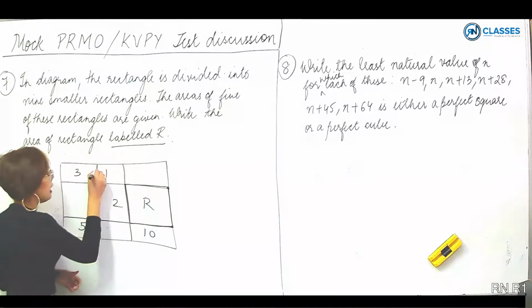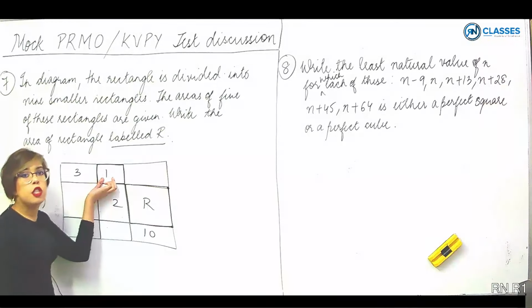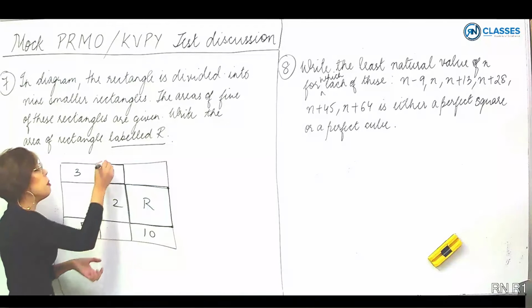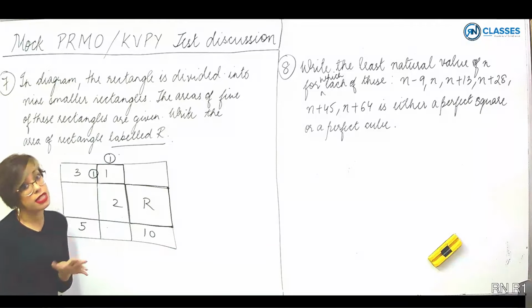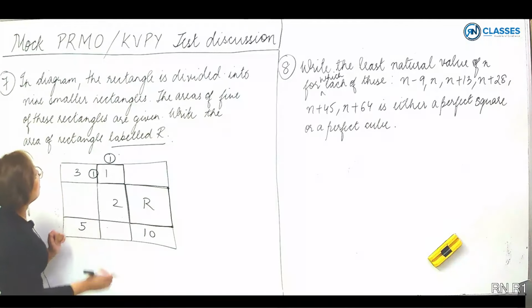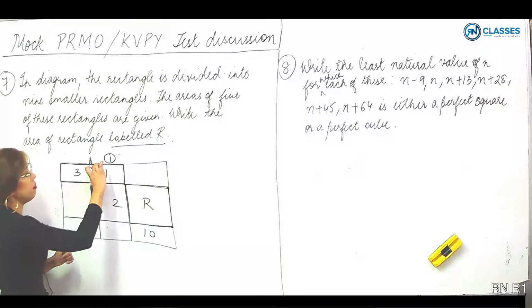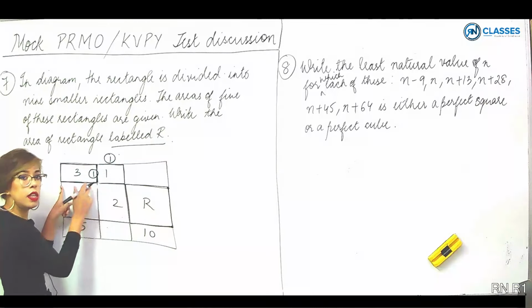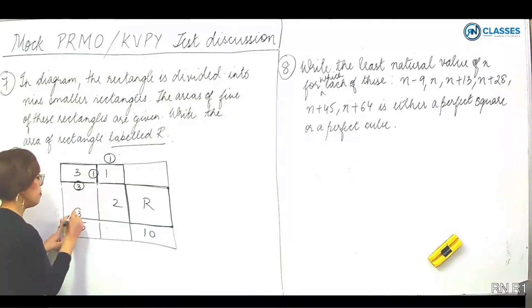So, if I consider this rectangle, the area is 1. So, I can consider the length and breadth to be 1 each. Right? I can do that because I just need to get the answer. Now, let me come to this rectangle. Now, I know since this length is 1, this length has to be 3, right? Now, this length is 3, that means this length has to be 3.